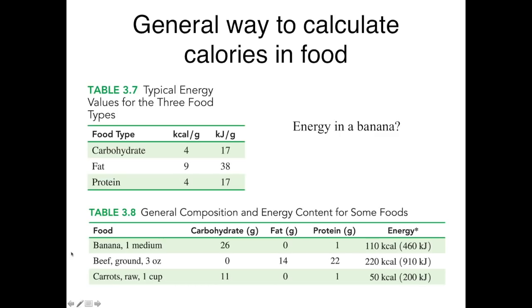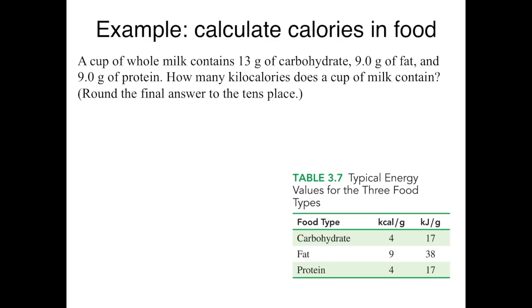You can do that for other foods as long as you know how many grams of carbohydrate, fat, and protein it has. So let's take a look at an example. A cup of whole milk contains 13 grams of carbs, 9 grams of fat, and 9 grams of protein. How many kilocalories does a cup of milk contain? And it says here to round the final answers to the tens place.